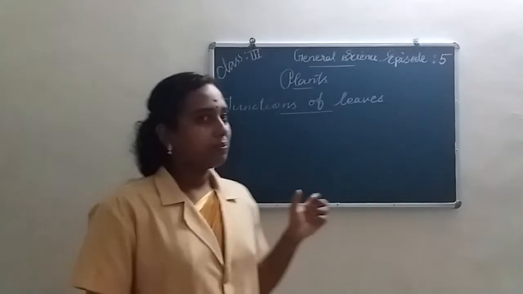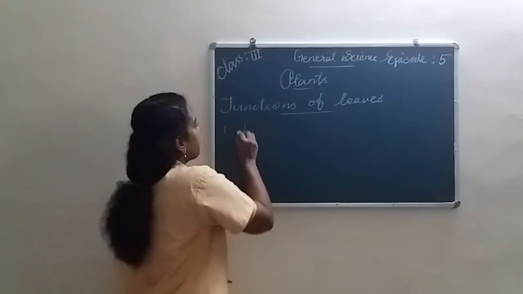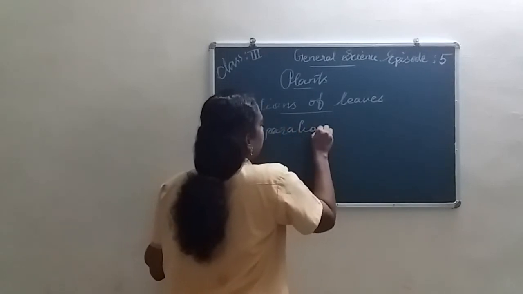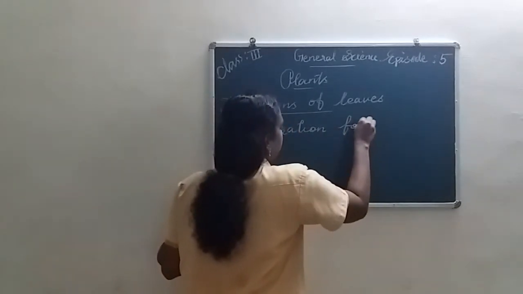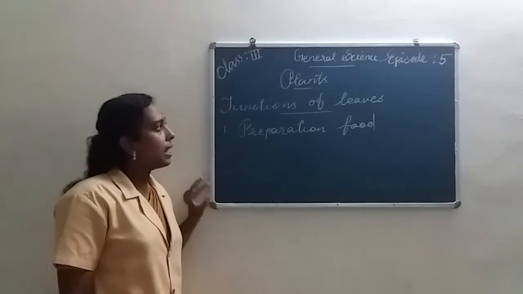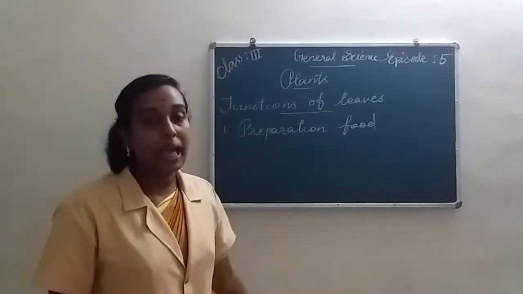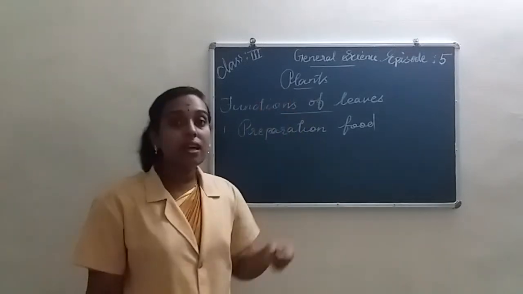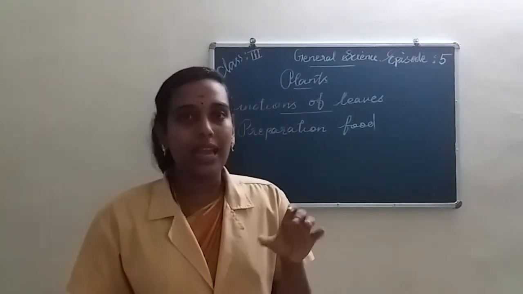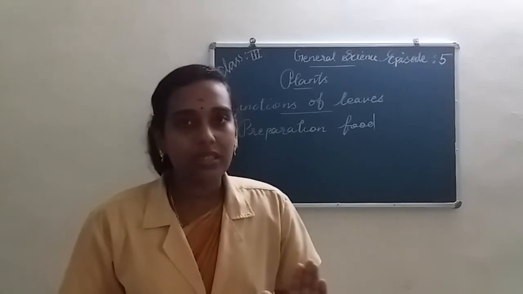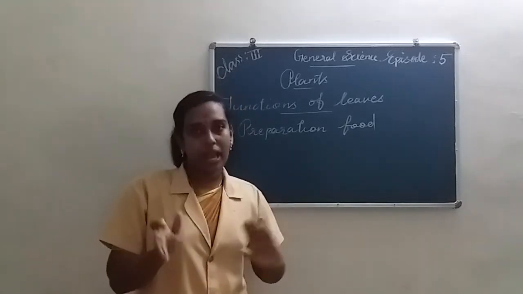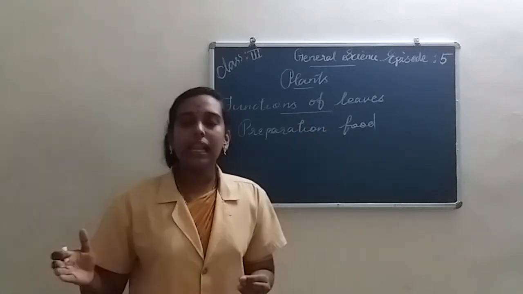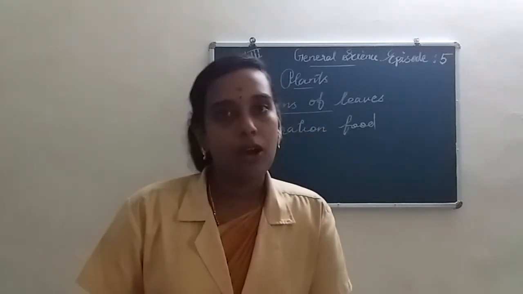And so the next function is preparation of food for the plants. The leaves make food for the plants through a process called photosynthesis. And the leaves are called the food factory of plants, or the kitchen of plants, because the leaves prepare food for the plant. So the leaves are called the food factory of plants.